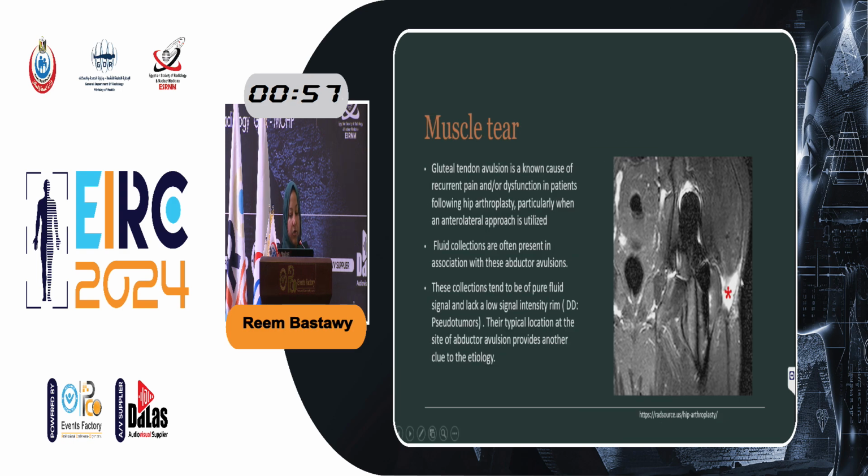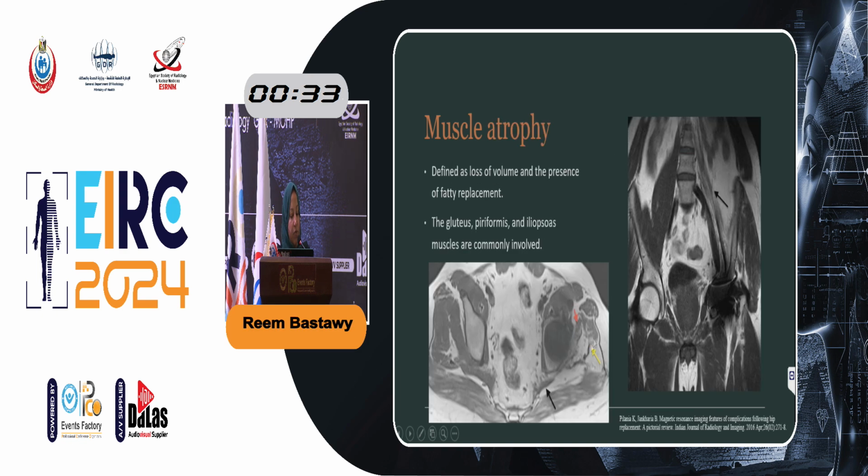Muscle tear, gluteal tendon avulsion, is a known cause of trochanteric pain syndrome in patients with hip arthroplasty. Fluid collections tend to be ill-defined and pure fluid, lacking the hypo-intense signal of the pseudotumors, and their typical location at the site of the tendon avulsion is diagnostic and makes the diagnosis more confident. Muscle atrophy of the periarticular muscles manifests as loss of volume and fatty replacement, commonly involving the piriformis, the gluteus, and the iliopsoas muscles.